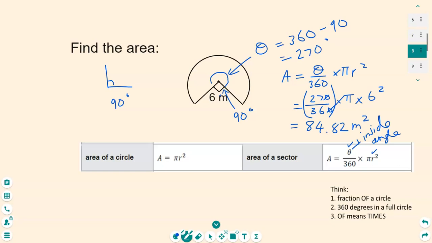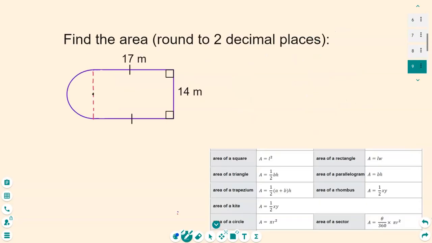Theta needs to be that inside angle of the sector, so you may have to calculate it. I might try and trick you with a question like that. And I believe that this is the last question before we look at surface area. This one could definitely come up on the exam. We've got to find the area, and it looks like we've got a couple of shapes in one.